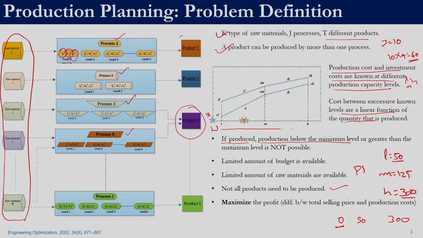We have a procedure to calculate the cost between L and H, but we do not have a procedure which can help us to determine the cost which is greater than 0 but less than L. So, if produced, this is important, it is not necessary that we produce. If we decide to produce, then we need to make sure that the production is greater than or equal to 50 and less than or equal to 300. So, that is a unique feature about this problem.